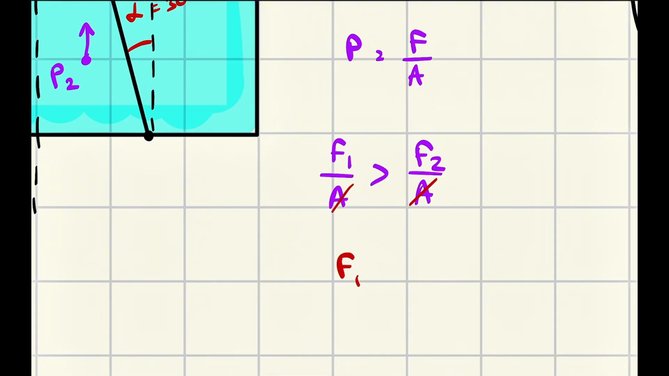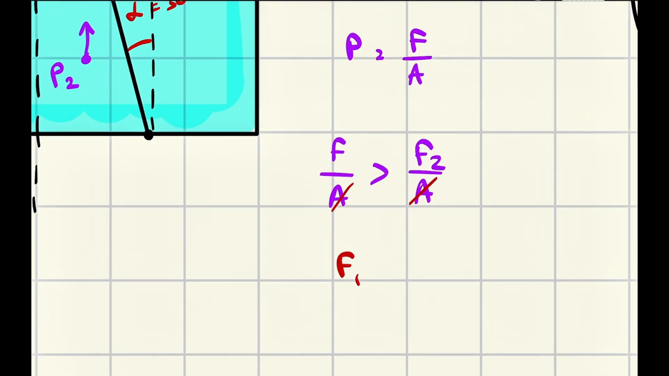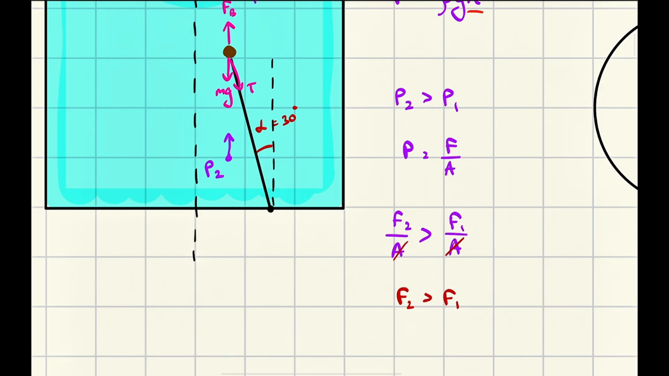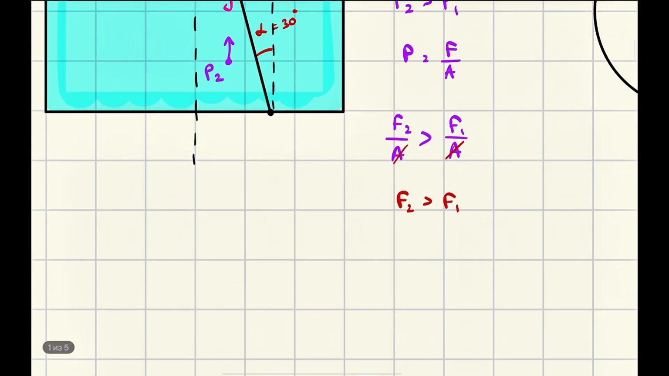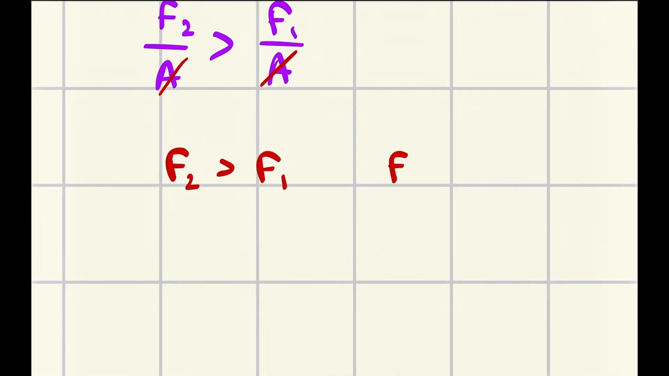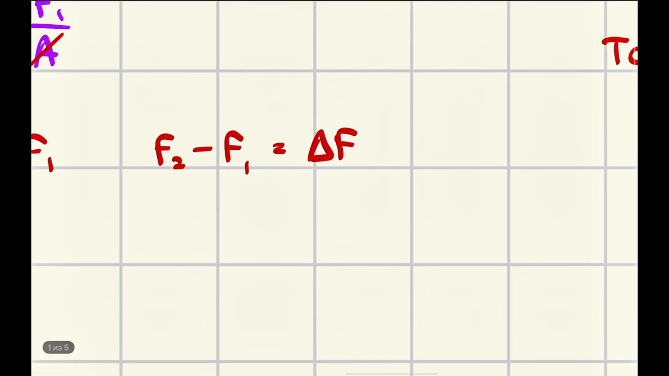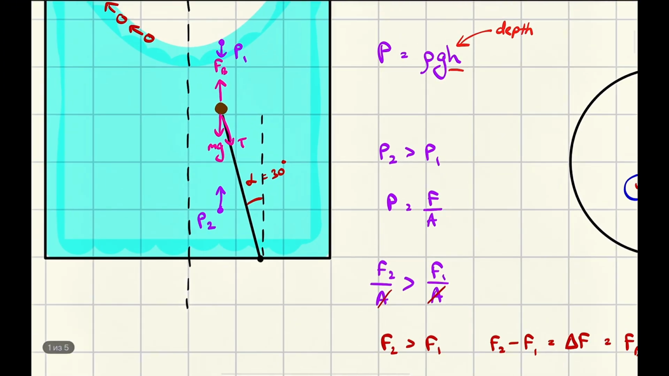Force 1, force 2, I'm sorry. This is force 2, this is force 1. Here we have force 2 more than force 1. So we have a difference in forces. We know that force 2 is larger than force 1, and that difference in forces is delta F, and exactly what our buoyancy force is. So the idea of buoyancy force comes originally from the pressure difference, right?